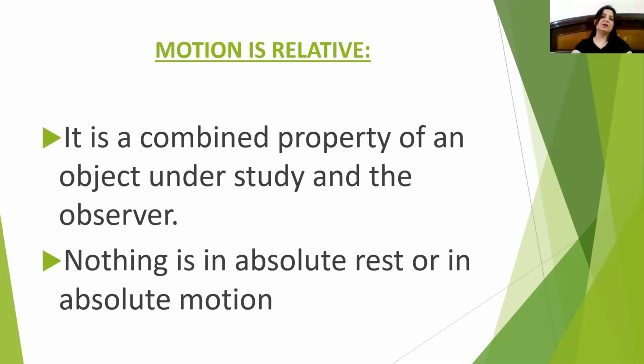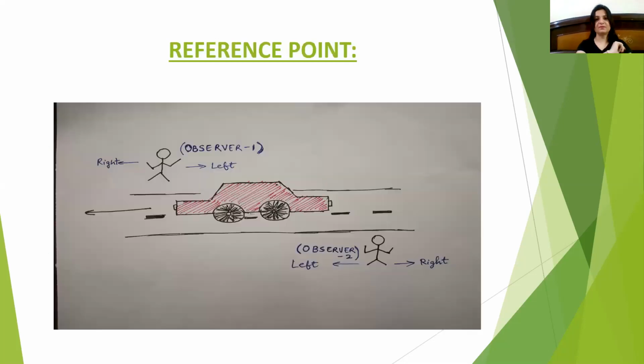Second is that nothing is in absolute rest or in absolute motion. So here we talk about relativity. Motion is a relative term. We cannot say that the object is absolutely at rest or it is absolutely in motion. Next point is reference frame.